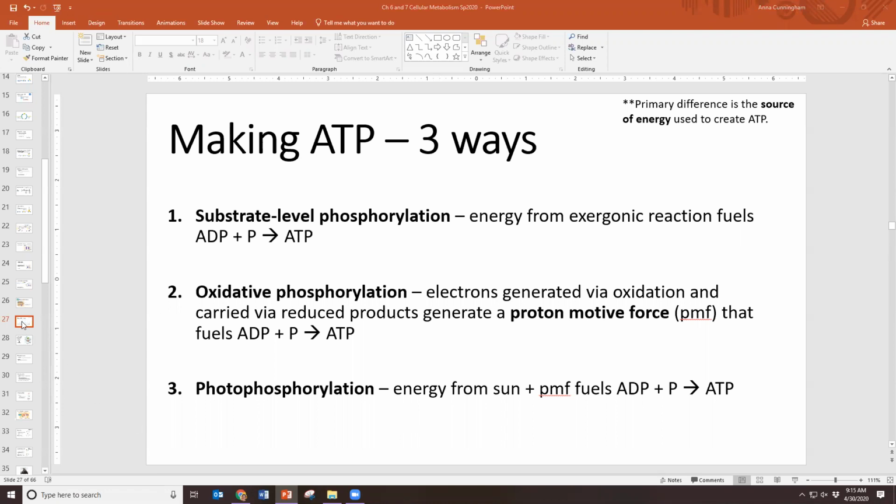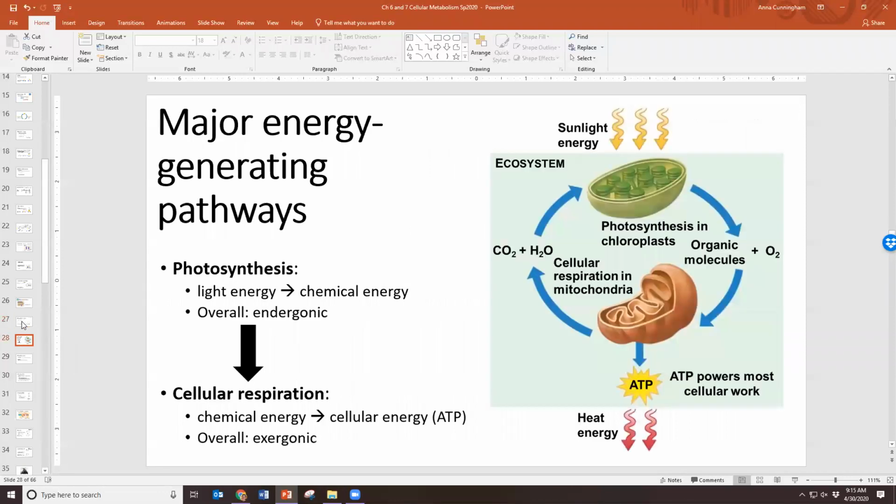All right, so now that we understand our 3 different types of making ATP, or ways of making ATP, we're gonna go into our major energy generating pathways. So we're gonna start with cellular respiration, which we're going to spend probably the majority of our time on, if not all of our time on today. Okay, and that's because all organisms do it.